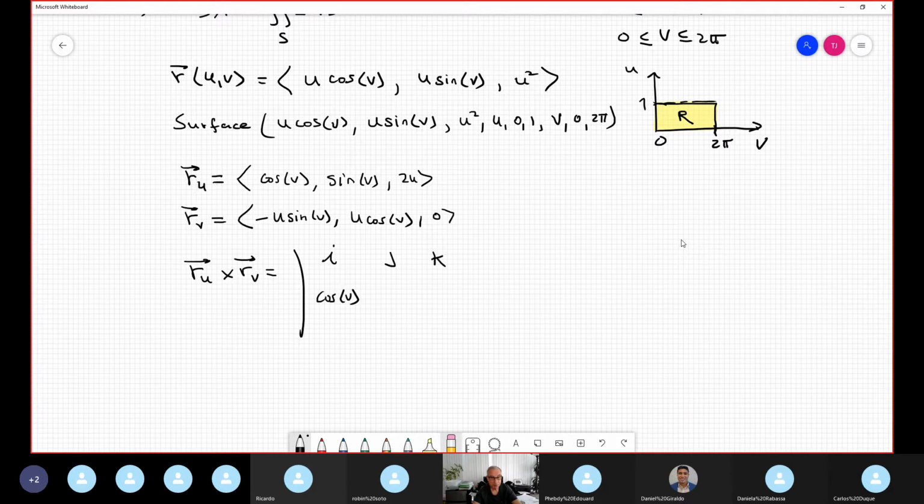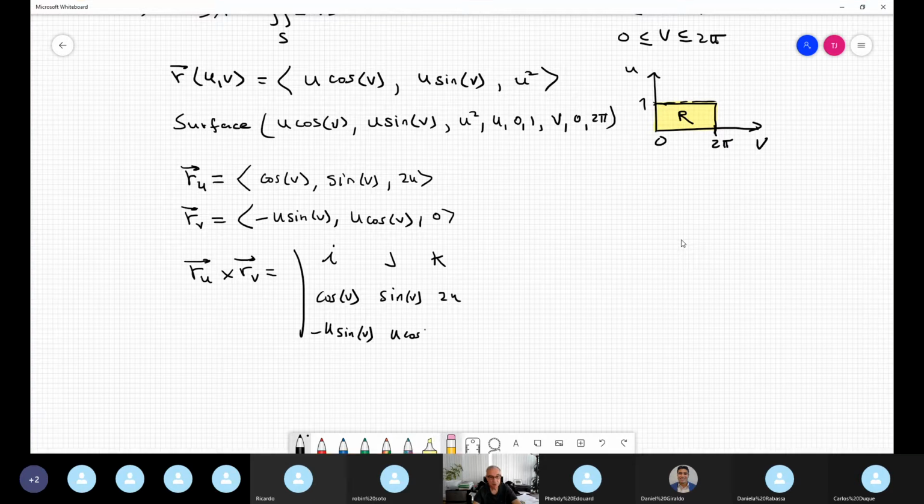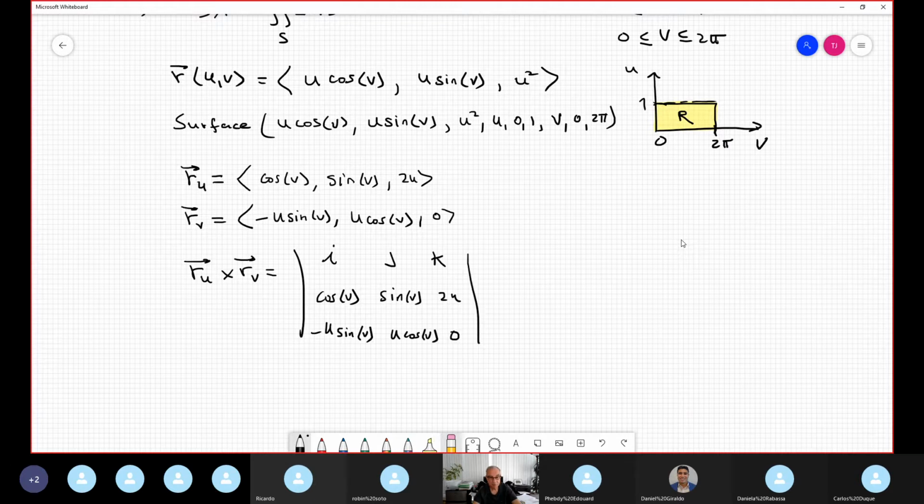Cosine b, sine b, 2u, minus u sine b, u cosine b, and 0. You know how you're doing that. So the answer of the cross product is a vector, of course: minus 2u squared cosine b, comma, minus 2u squared sine b, comma, u.